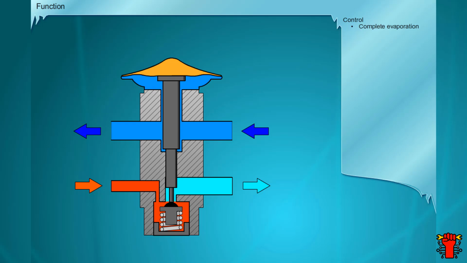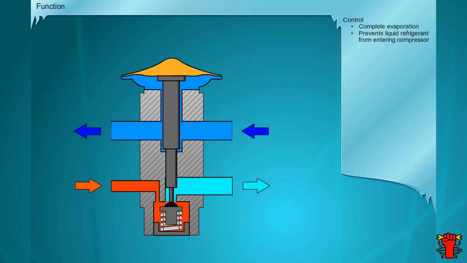If the temperature of the refrigerant vapor drops at the evaporator outlet, this is a sign that an insufficient amount of heat was absorbed. There is a risk that the refrigerant did not evaporate completely and that it will enter the compressor as a liquid. This would damage the compressor.